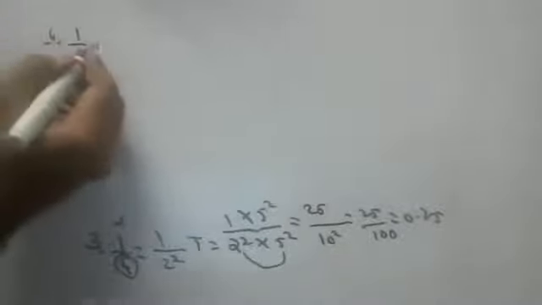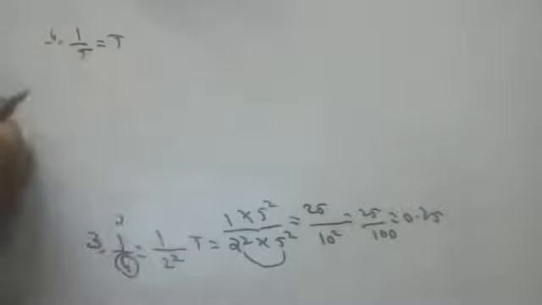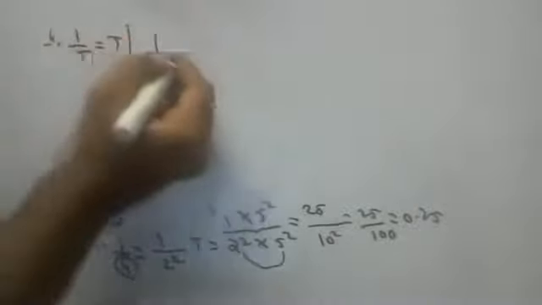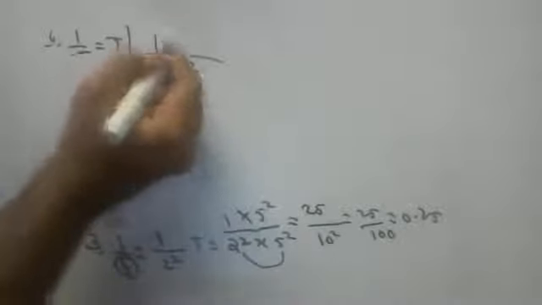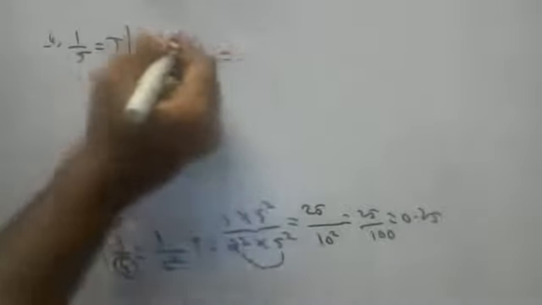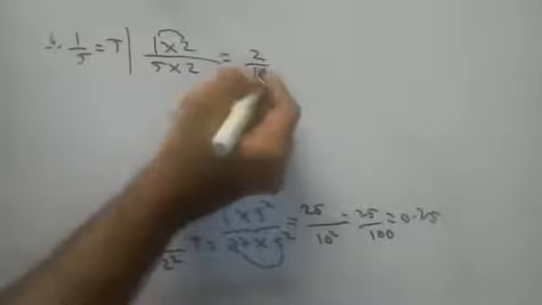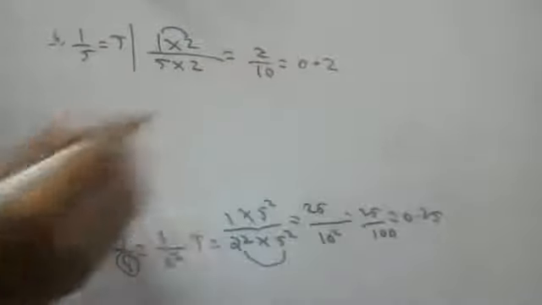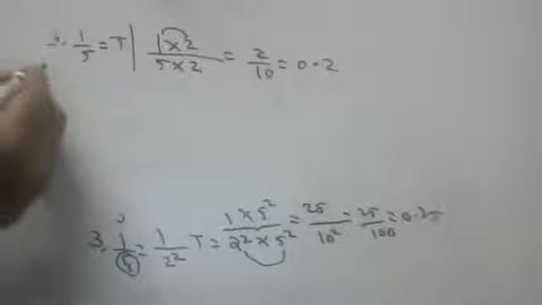Okay, 4th sum. 1 by 5. It is terminating because the denominator is only 5. Because it is terminating, convert it to decimal. Because 5 is there, multiply and divide with 2. So 2 1s are 2, 5 2s are 10. 2 by 10 is 0.2, over. Without division, you have to convert it to decimal.